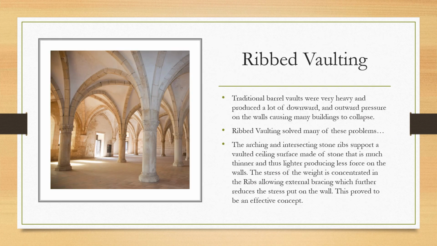Ribbed vaulting. A vault forms the surface and structure of the ceiling. Traditional barrel vaults proved to be problematic, causing many buildings to collapse. This was because they were very heavy in weight and produced significant pressure on the walls. Ribbed vaulting solved many of these issues. It utilized arcing and intersecting stone ribs to better concentrate the stresses of the weight and supported those stresses with external bracing. It also was lighter as it utilized thinner stone panels.